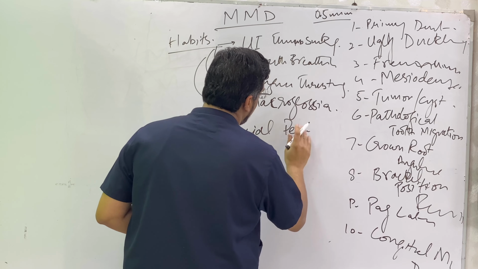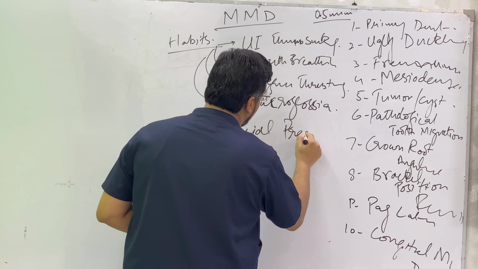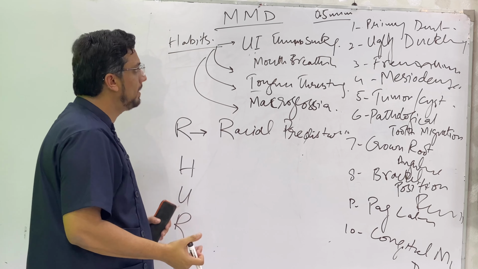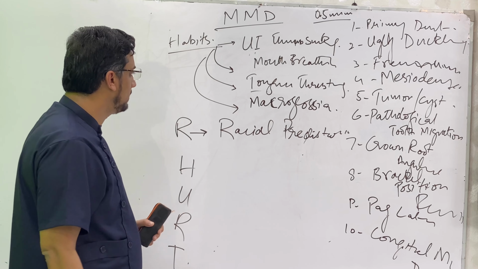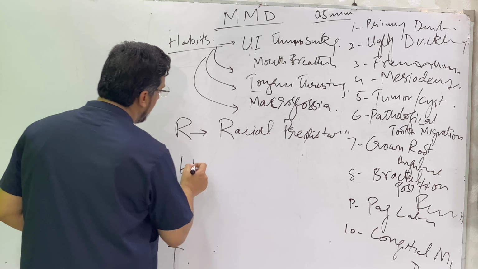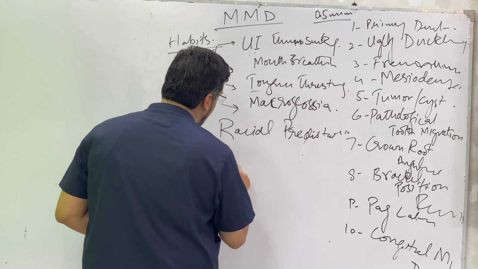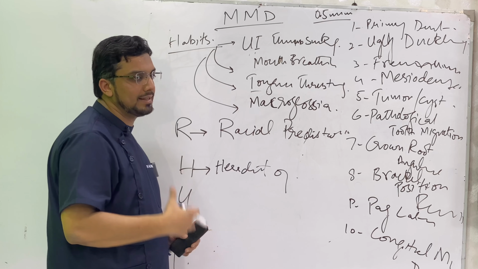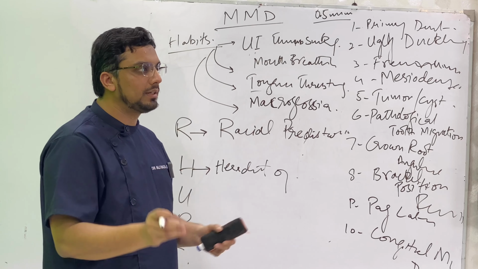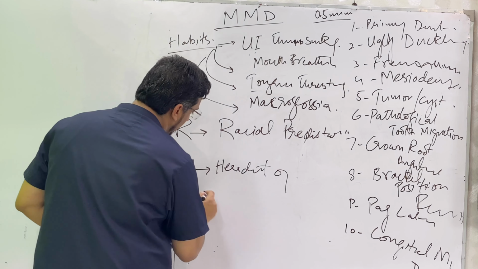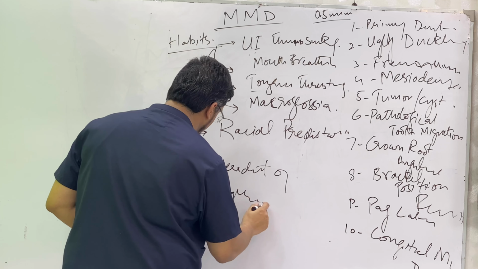Racial predispositions mean that certain races have more chances of having this gap, for example the Negroes. There are certain races which have more problems. Then we could have some hereditary factor. Hereditary factor means that if this problem runs within the families, all of the cousins and all of the family would have this diastema. The U stands for ugly duckling stage that we discussed in detail.